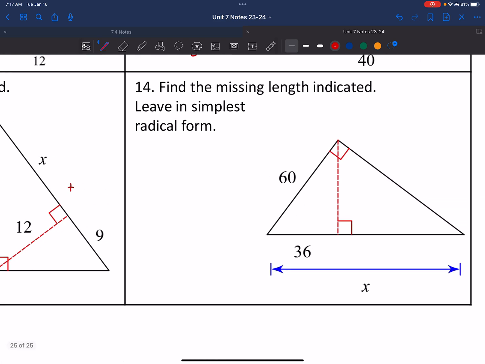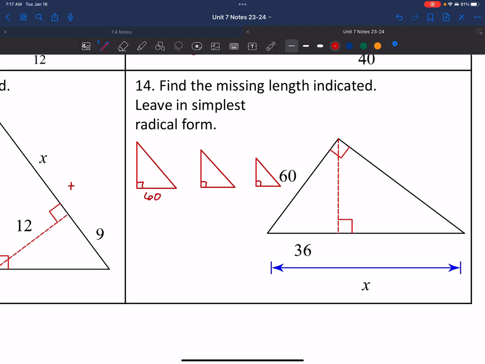And then the last one, find the missing length indicated, leave in simplest radical form. Same type of problem. I'm going to redraw each of my triangles individually. So we got a big triangle, a medium triangle, and a small triangle. On the big triangle, they give us the bottom, which is 60, and then the entire length is x. Sometimes you have to keep reorienting these triangles. So I basically rotated it this way to help me set it up upright, looking like this.